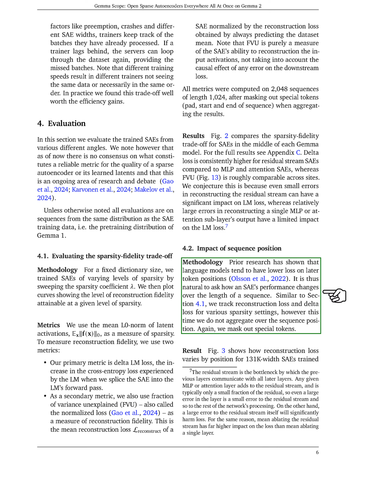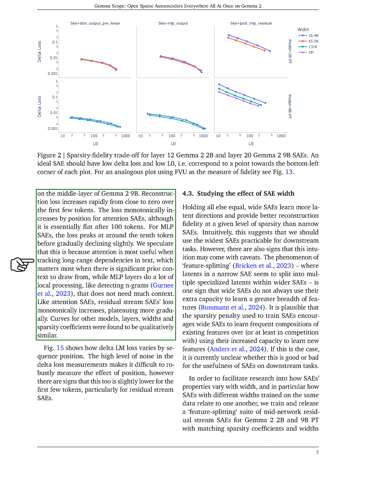Section Result. In this section, we examine how reconstruction loss changes based on position for 131K width sparse autoencoders, SAEs, trained on the middle layer of Gemma 29B. We observe that reconstruction loss starts close to zero and increases quickly for the first few tokens. For attention SAEs, the loss consistently rises with position but levels off after 100 tokens. In contrast, MLP SAEs reach a peak around the 10th token before gradually decreasing.